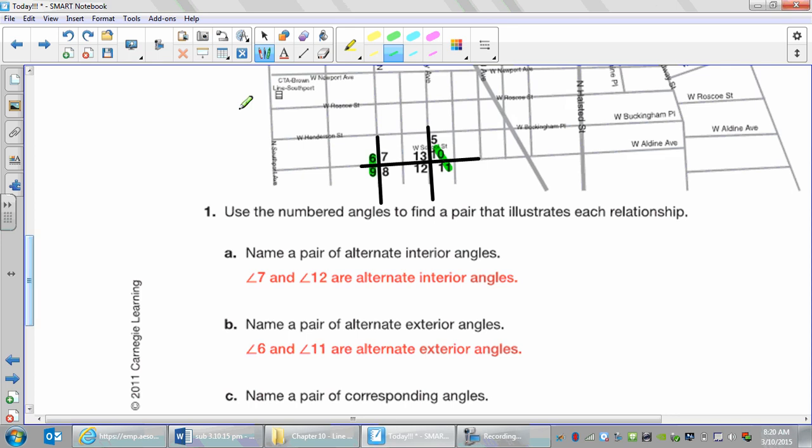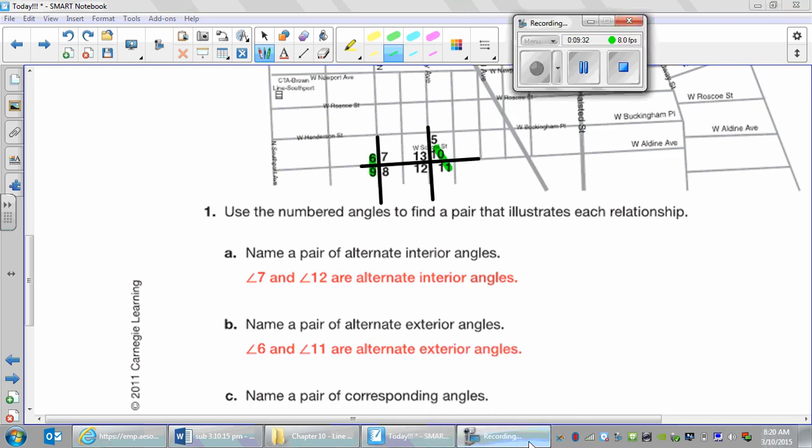Okay, corresponding angles. For example, and don't use this one, 9 would go with 12. So you press pause. Remember, we can pause this anytime. Write down a pair or discuss it with a neighbor, and then press play to check your work.